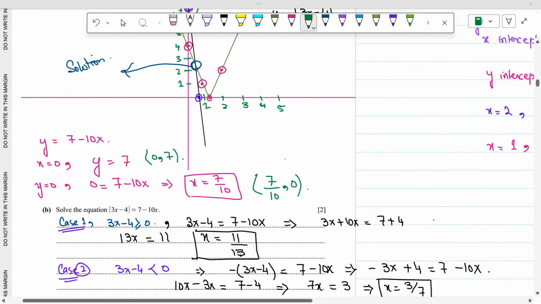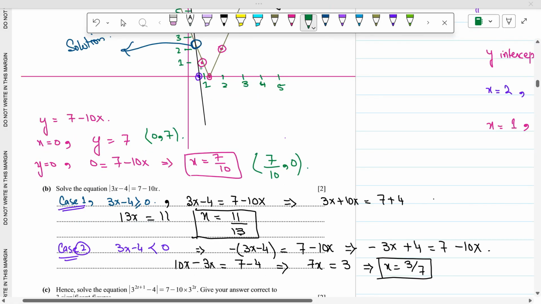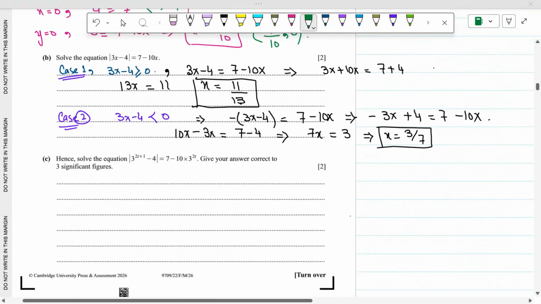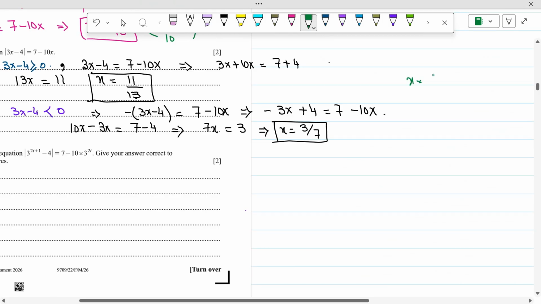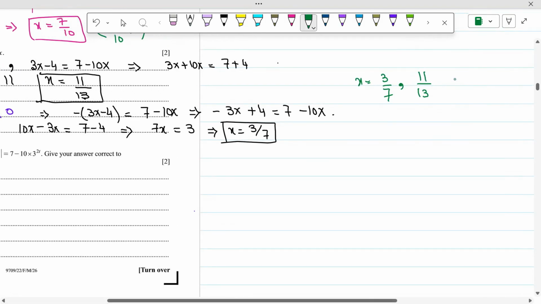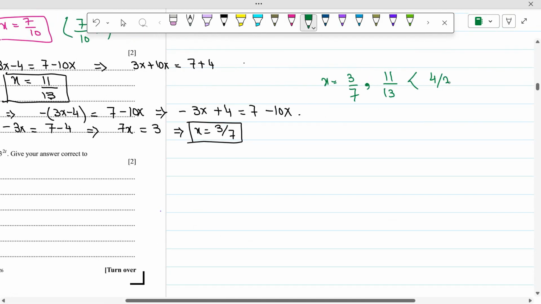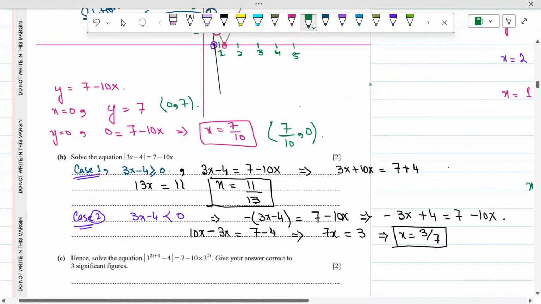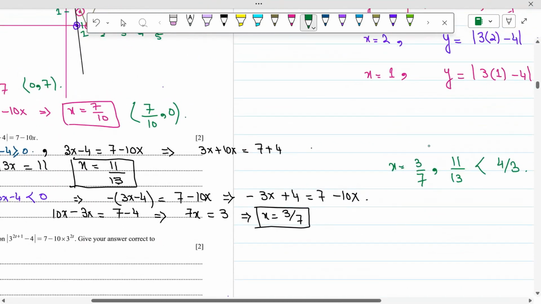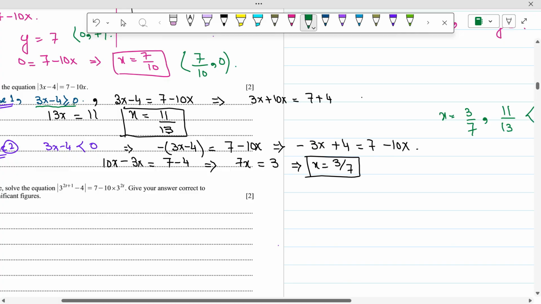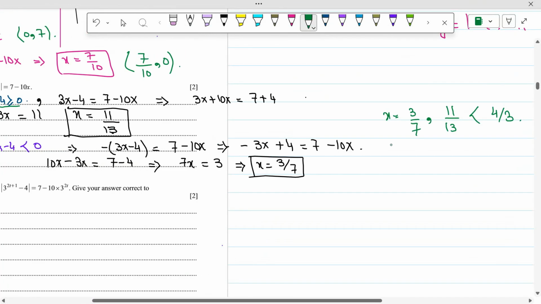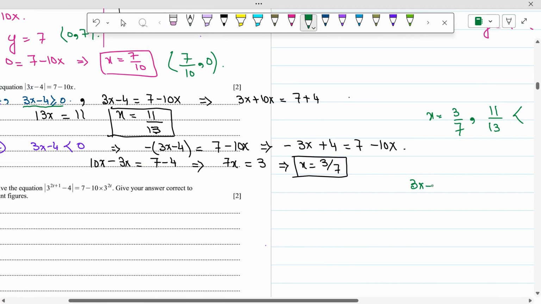From the figure you can see that the x coordinate of the solution should be less than 4 by 3, or you can say that it should be less than 1. So both values x is equal to 3 over 7 and 11 over 13 are less than 4 over 3. So which one is the valid solution? To find the valid solution, you know that when we consider 3x minus 4 greater than or equal to 0, the solution was 11 over 13.